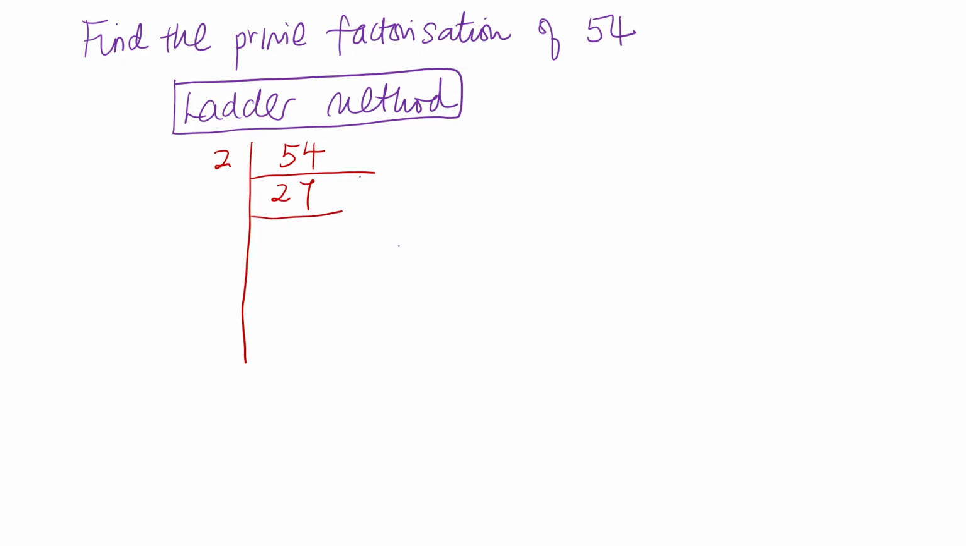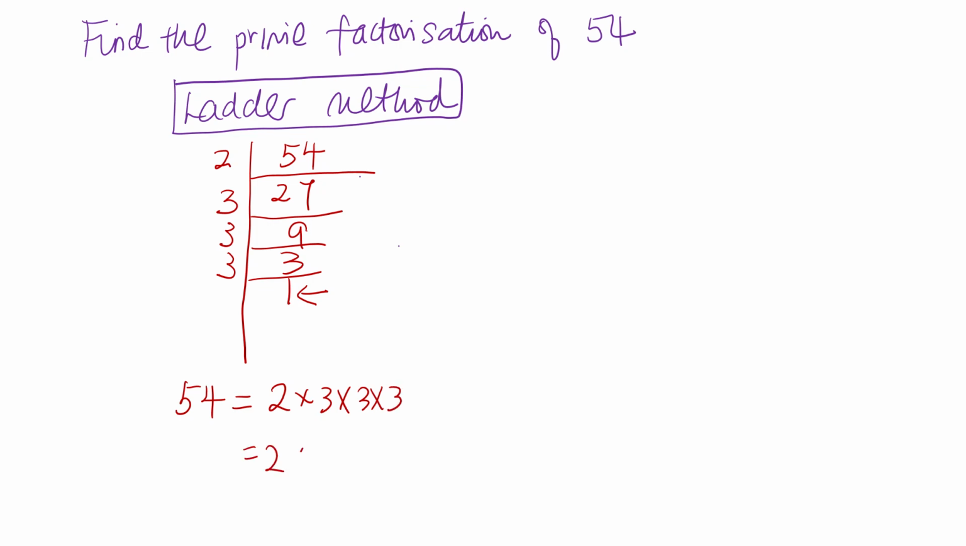Right, and 27 can be divided by the next prime number, that's 3. And you keep doing this until you have 1 at the last row. So therefore, 54 can be written as 2 times 3 times 3 times 3. And this 3 times 3 times 3, we can stack up to become 3 to the power of 3. So that is called the ladder method.